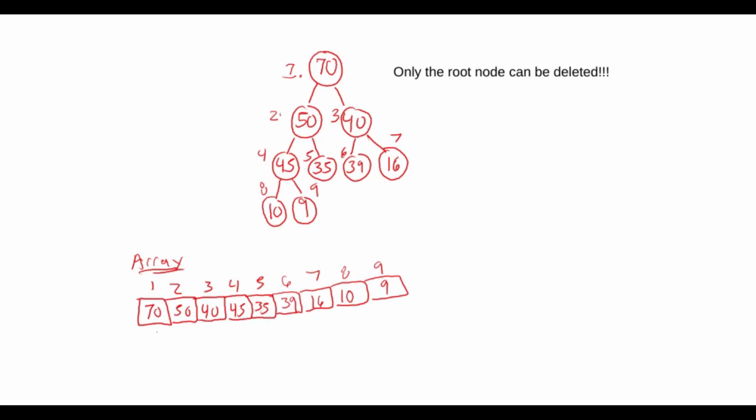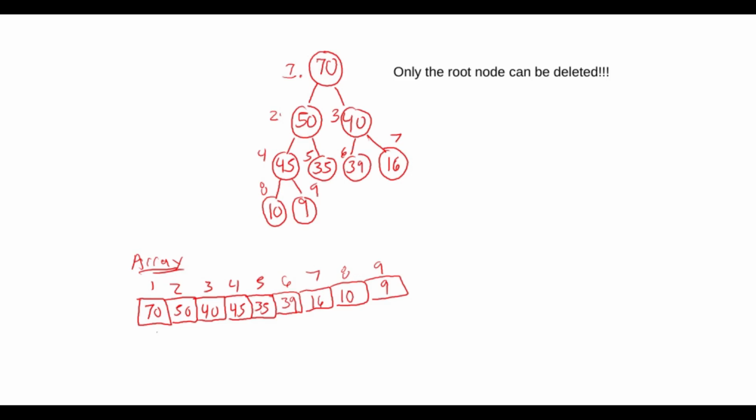Alright, let's focus on deletion. Now, when you delete in a heap tree, you can only delete the node. You cannot delete the parent or children below the node. So, how do you delete the node in a heap tree? You swap the root node with the last node.